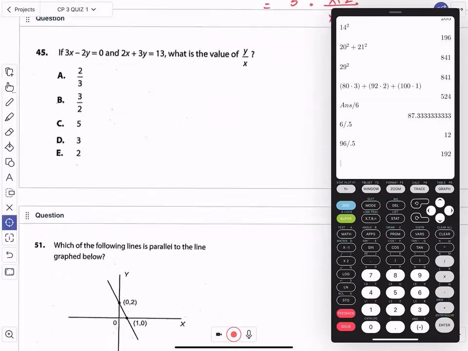All right, so this one's a little tricky. So you have 2 equations, and you need to find the value of y over x. So first thing I would have thought to do is elimination, where you stack the equations and solve for x and y.